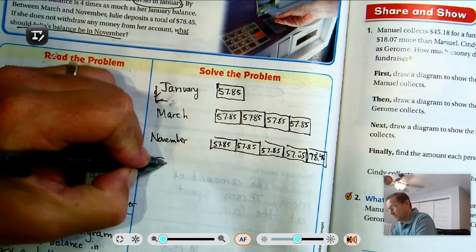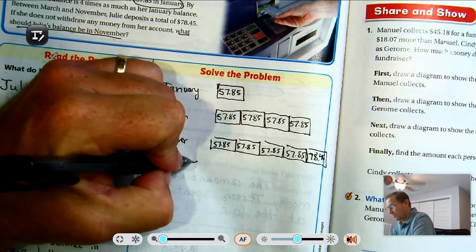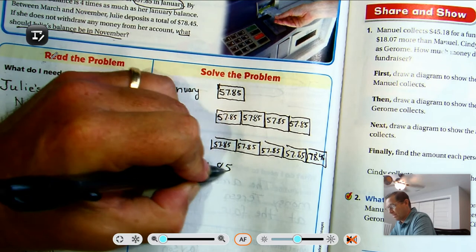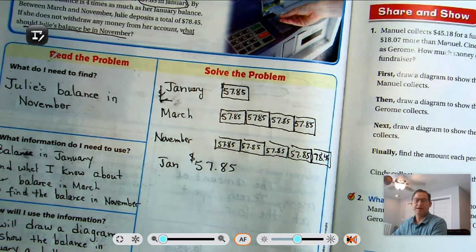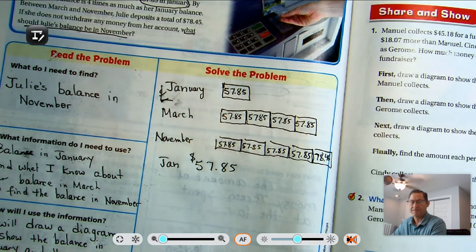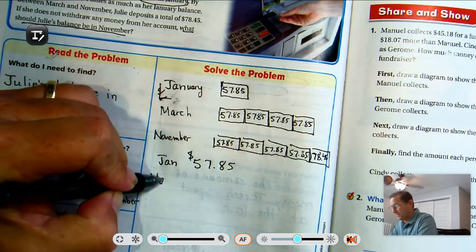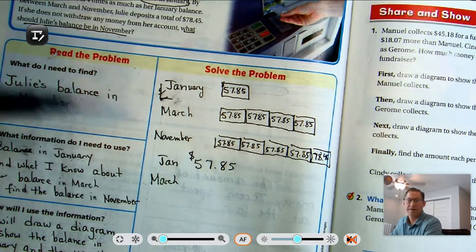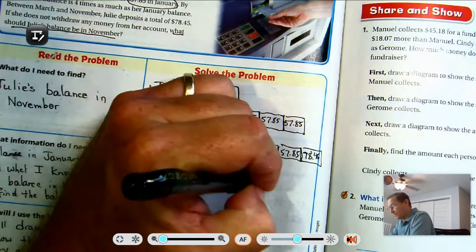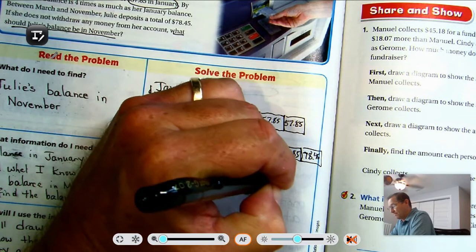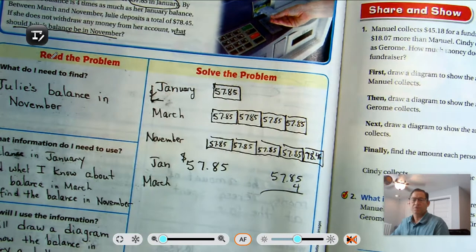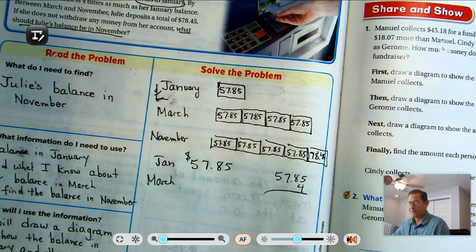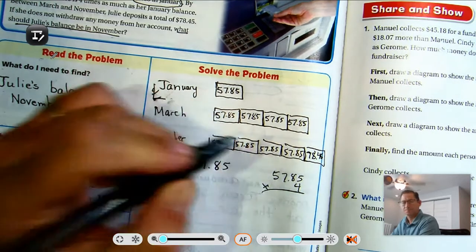So let's figure out what we know. We know January's balance was $57.85. We can figure out March by multiplying 57.85 by 4. So I'm going to think of that as 5,785 and multiply by 4.